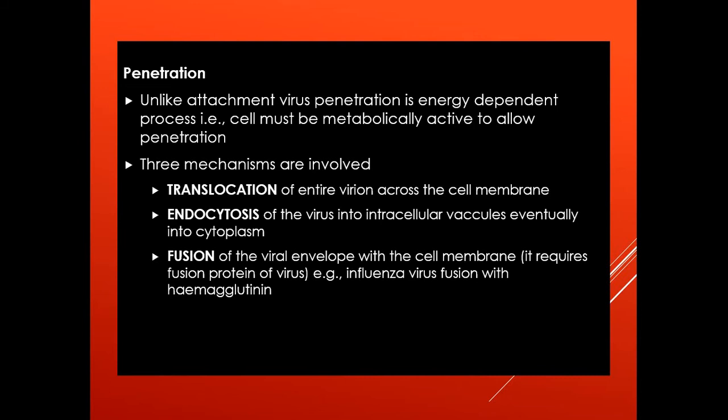The other process is fusion. Fusion takes place in enveloped viruses, not non-enveloped viruses. It is a fusion of the viral envelope with the cell membrane, and it requires a fusion protein of the virus which is present on the virus surface. After fusing it enters the cell, like influenza virus, which has a fusion protein on its surface known as hemagglutinin protein or glycoprotein.